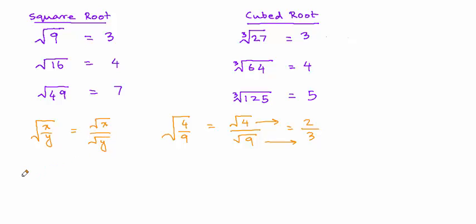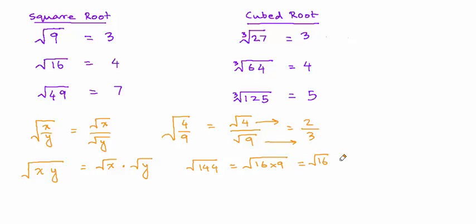And in the same way, the square root of a product, x times y, is the same as the product of the square roots, square root of x times square root of y. Take the square root of 144 as an example. We could rewrite 144 as 16 times 9. 16 times 9 is 144. You can check that out. And that is going to be equal to the square root of 16 multiplied with the square root of 9 as per this rule.